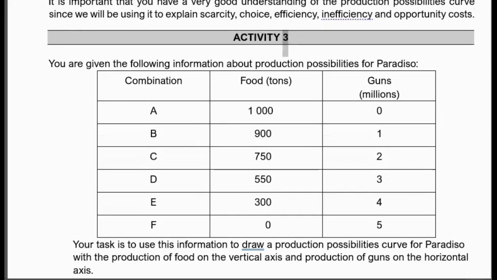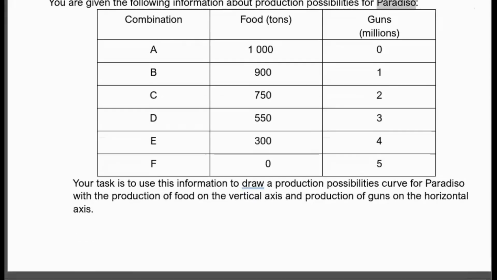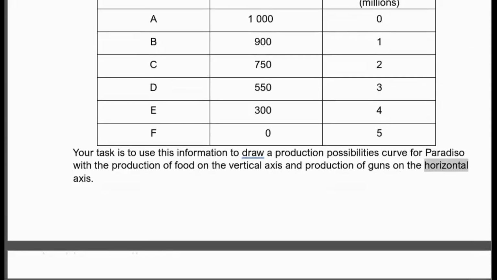Activity 3. You are given the following information about production possibilities for Paradiso. Combination. Food, tons. Guns, millions. Your task is to use this information to draw a production possibilities curve for Paradiso with the production of food on the vertical axis and production of guns on the horizontal axis.